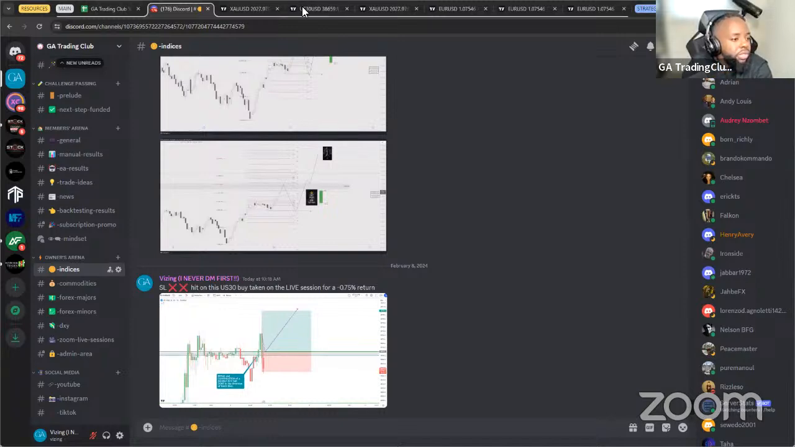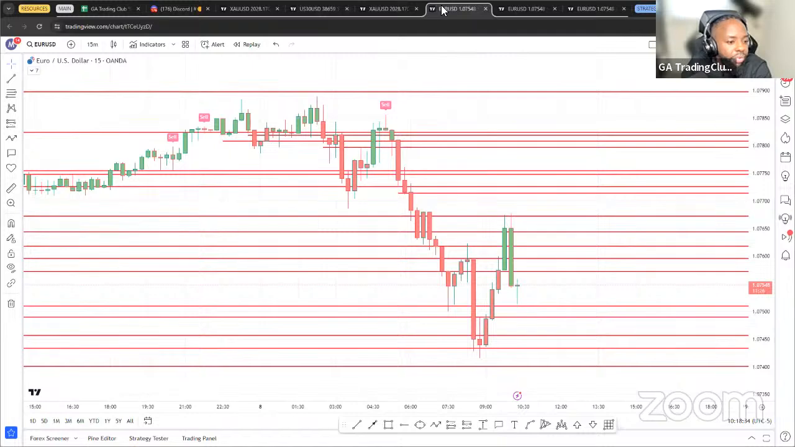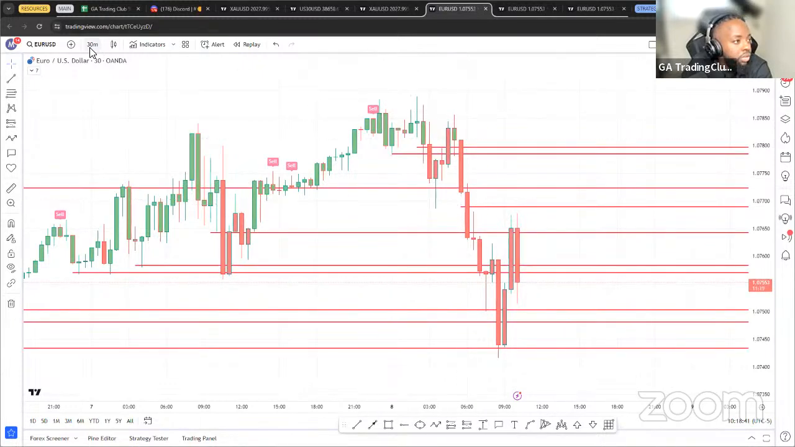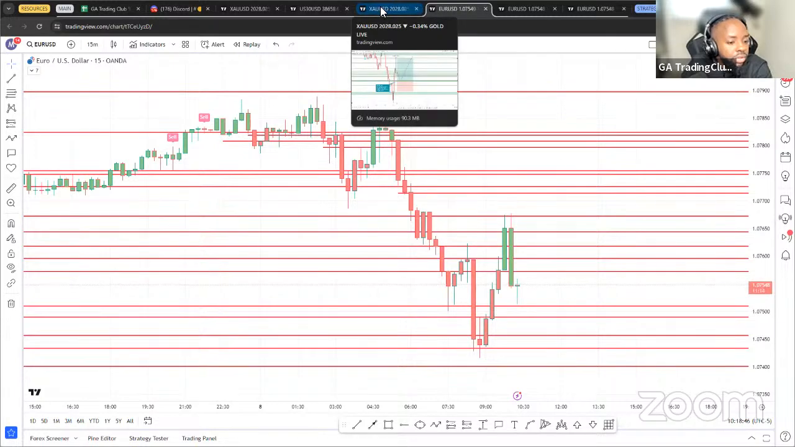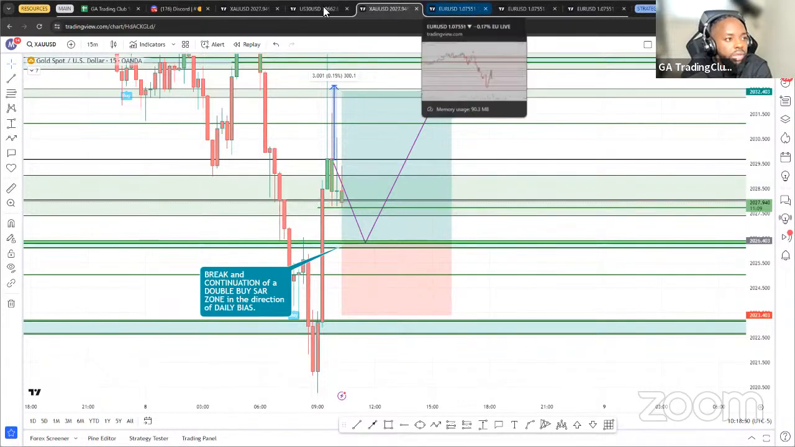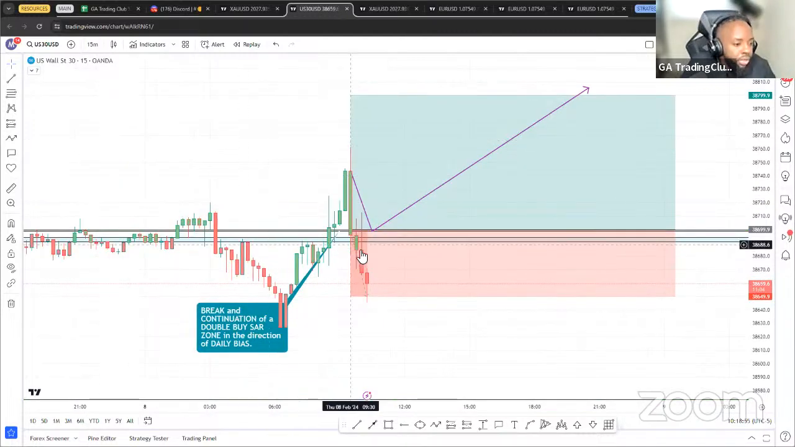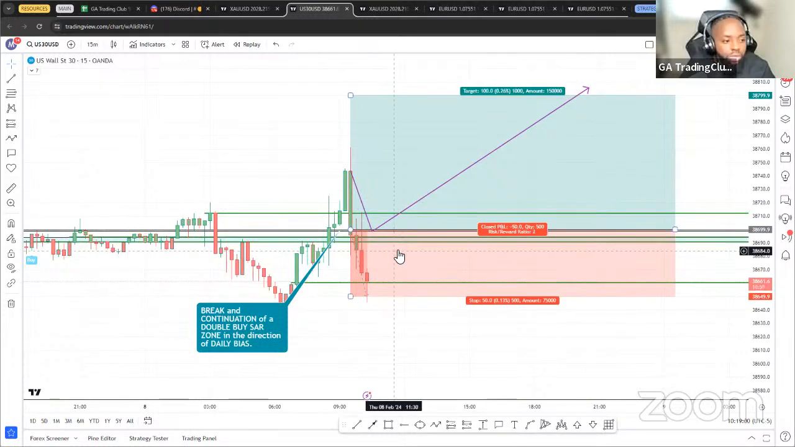Okay, so I don't see anything else unless this gold trade does come down here, I will be looking to take it. But other than that, I really don't see anything else to check out. For US, maybe the 15-minute zone, this one right here, but I don't see anything else to check out.